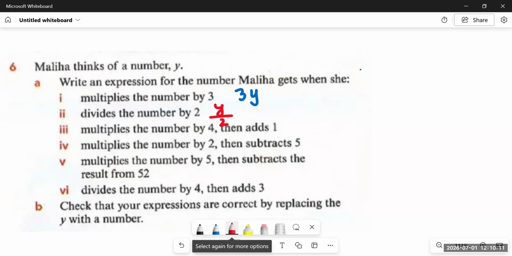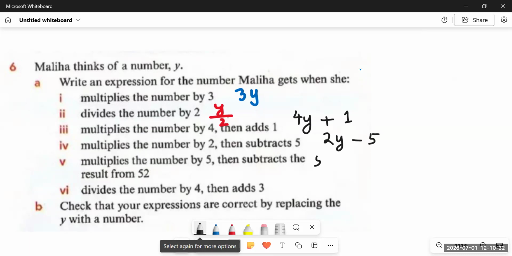Next, they're saying multiplies the number by 4. So it's 4y, then adds 1. It will become plus 1. Next, we have multiplies the number by 2. So it will become 2y. Then subtract 5. So it's minus 5. Next, we have multiplies the number by 5. So it will be 5y.